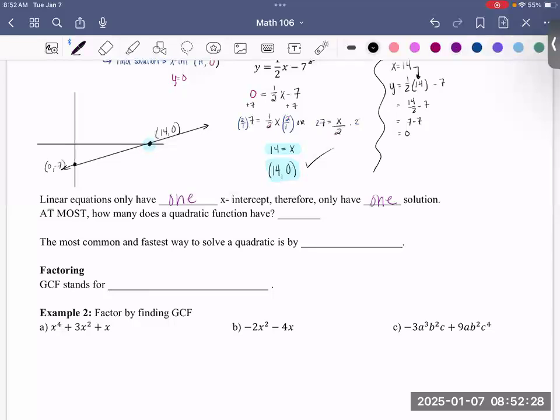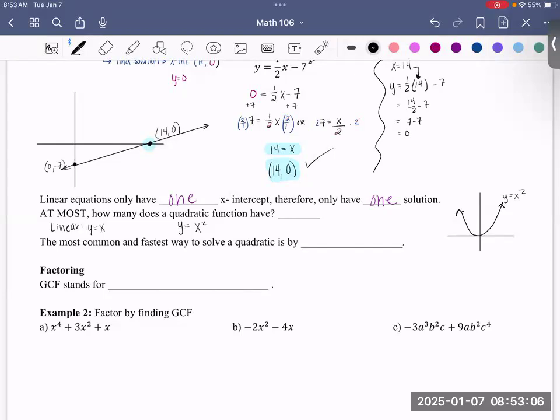A quadratic function, think about y is equal to x squared. Linear, we have y is equal to x as its parent function. So y is equal to x squared. How many at most do you have? If we were to draw a quick picture, maybe you need more of a visual. A quick picture for a quadratic, just a parent function, y equals x squared. Well, actually, right now we see one solution.